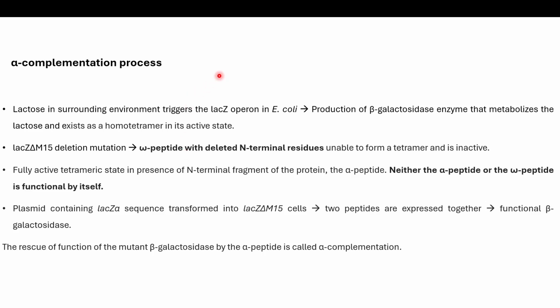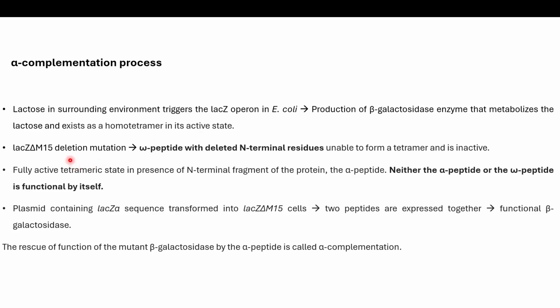Now, the alpha complementation process, we were talking about blue white screening. When lactose in the surrounding medium is present, it triggers the lacZ operon in E. coli that produces the beta galactosidase enzyme, which metabolizes the lactose. This beta galactosidase enzyme exists in a tetrameric state, a homotetramer, four alpha subunits, kind of. Hemoglobin has alpha and beta subunits, so that is a heterotetramer, whereas beta galactosidase is formed of four similar subunits.